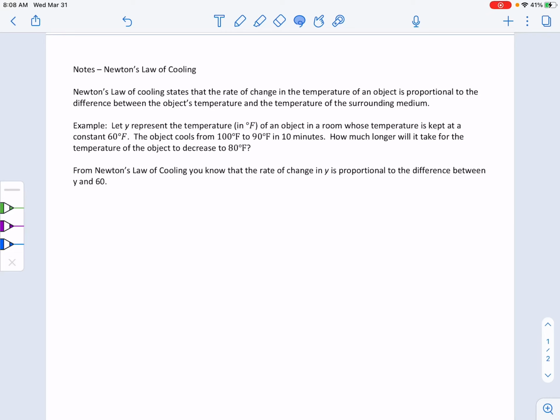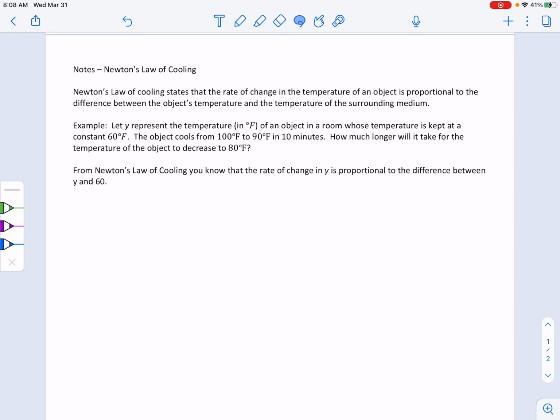This is a real quick lesson on Newton's law of cooling. Newton's law of cooling is really a special case of separation of variables and growth and decay. What Newton's law of cooling states is that the rate of change of temperature of an object is proportional to the difference between the object's temperature and the temperature of the surrounding medium.